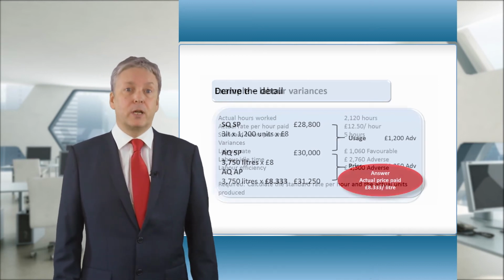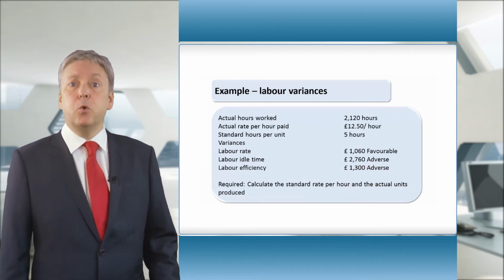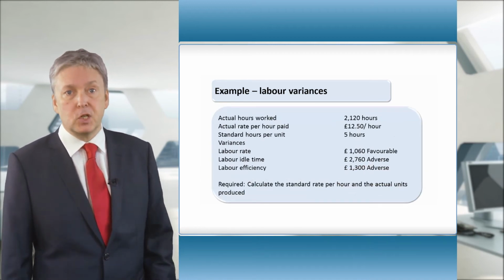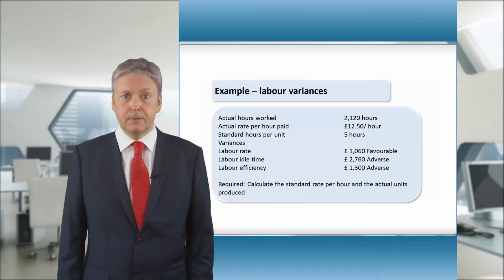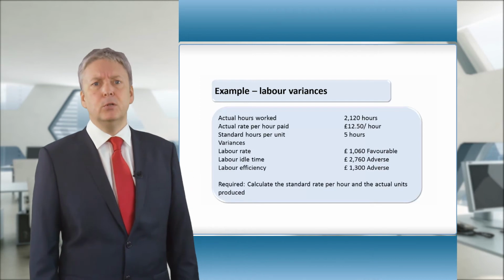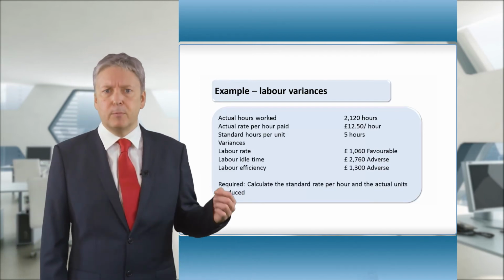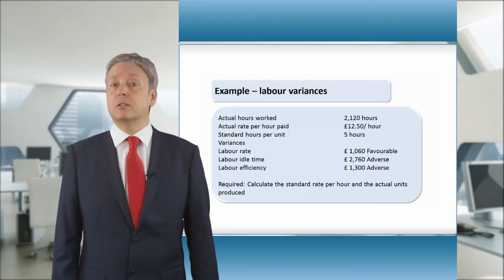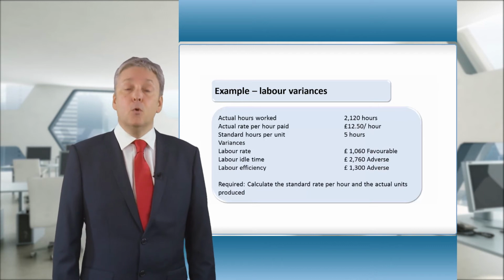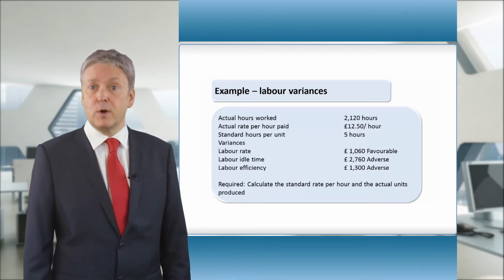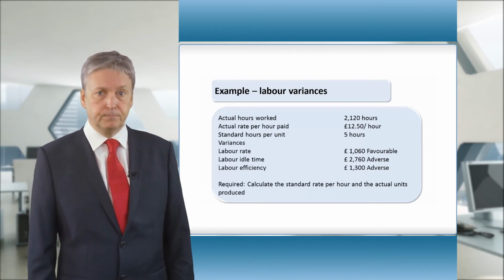Let's look at a second question. We're looking at labour variances now, and we're given quite a lot of actual information. We're told the actual hours worked, the actual rate per hour paid, the standard hours per unit, and then we're given 3 variances. We've got the labour rate variance, the labour idle time variance, and the labour efficiency variance. We're required to calculate the standard rate per hour and the actual units produced.